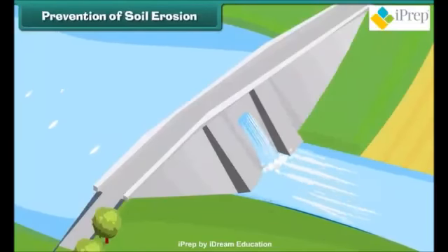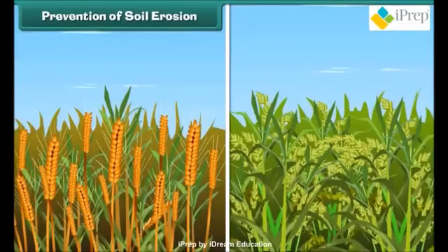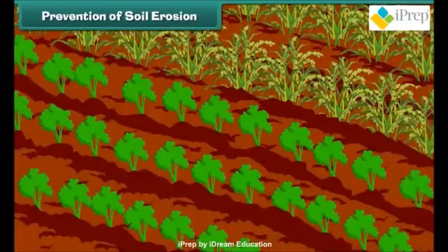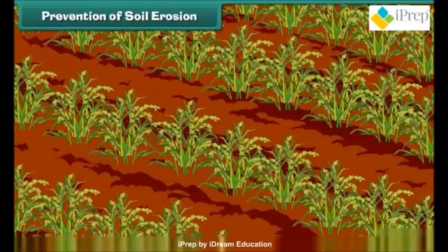Some modern techniques of farming need to be practiced. For example, different types of crops should be grown at different times on the same land. Different types of crops should be grown in the alternate rows in the same land. These practices control the loss of soil and increase the fertility of soil. Remember friends, soil is a precious natural resource and it is our duty to conserve it for keeping the environment healthy.